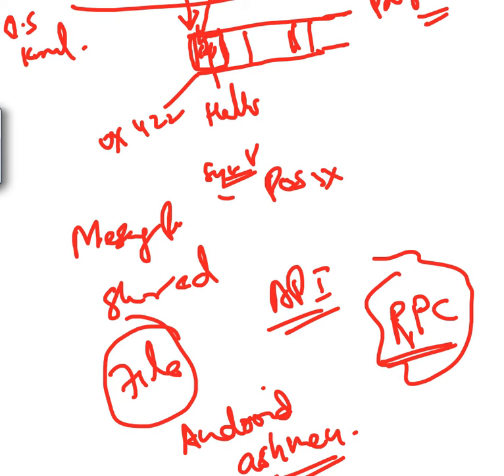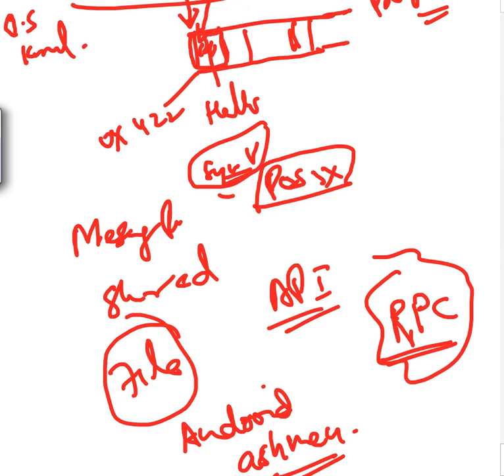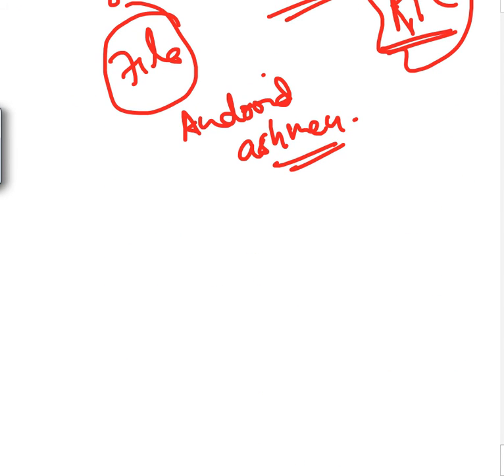Now, as an assignment, you have to do one thing. You have to see how the POSIX API or System V API, or the Android Ashmem and RPCs, and file APIs, how exactly they apply message passing. This is your assignment.